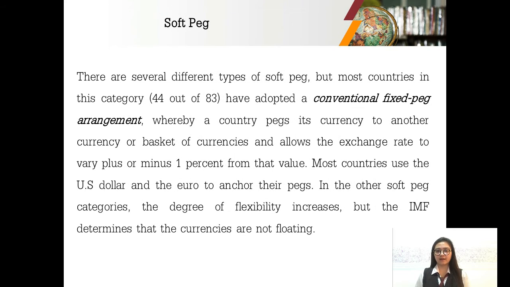Next is the soft peg. There are several different types of soft peg, but most countries in this category, 44 out of 83, have adopted a conventional fixed peg arrangement, whereby a country pegs its currency to another currency or basket of currencies and allows the exchange rate to vary plus or minus 1% from that value. Most countries use the US dollar and the euro to anchor their pegs. In the other soft peg categories, the degree of flexibility increases, but the IMF determines that the currencies are not floating.